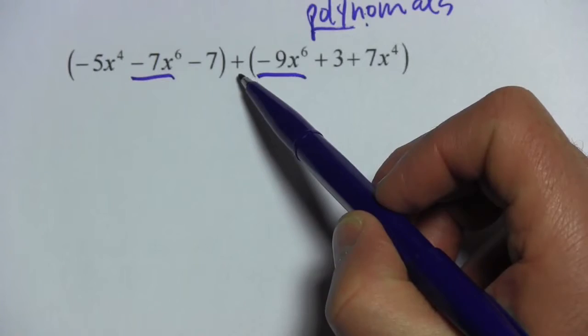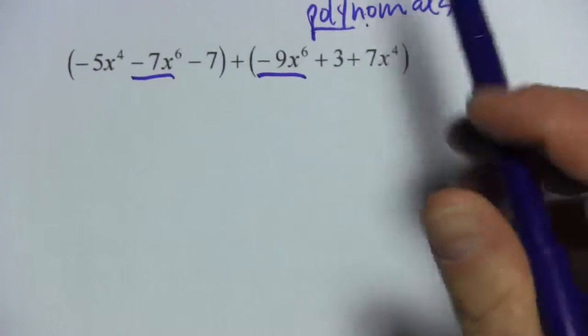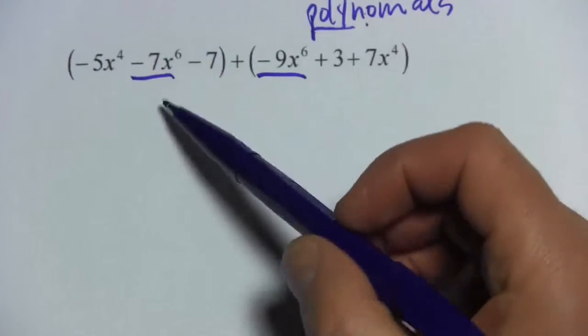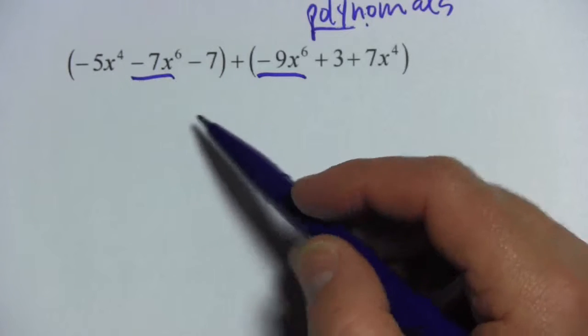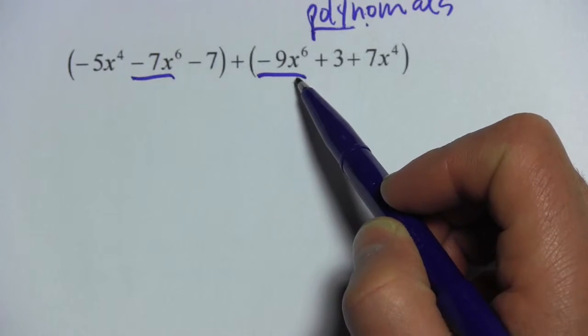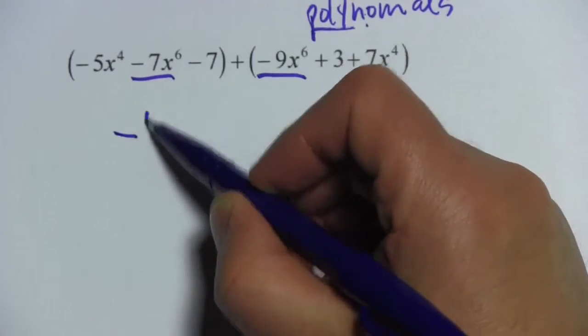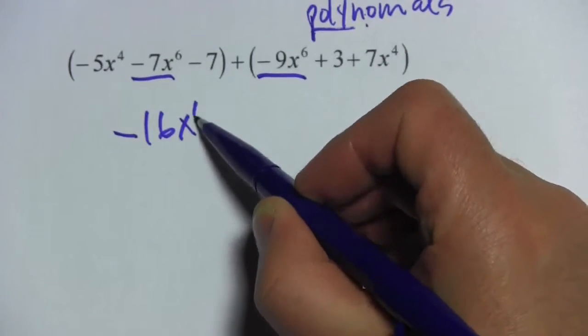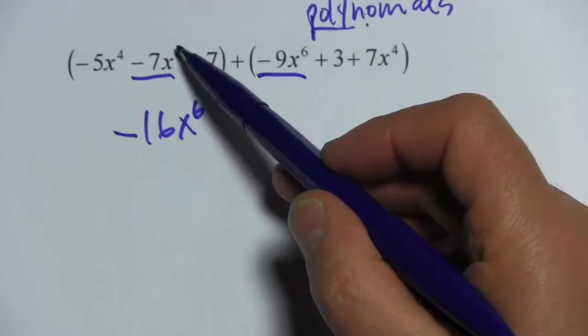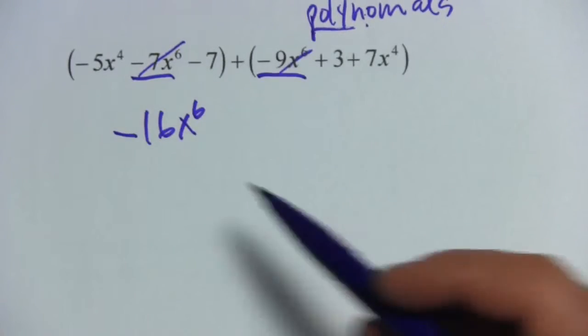Since this is just a plus sign in here, all these signs stay the same. I'm just going to add everything together. So a negative 7 x to the sixth plus a negative 9 x to the sixth. Well, negative 7 plus a negative 9 is negative 16, and it's an x to the sixth. So that part's done. Let's go to the next highest term.